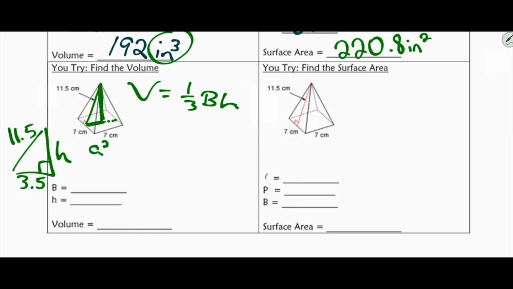Now we have to use the Pythagorean theorem to find that h. You're using a squared plus b squared equals c squared. You're not looking for c on this one. You can call it a or b. It really doesn't matter which one's which. We have the c, which is 11.5. I'm going to call it b. 3.5 will be my a. And I don't know b yet. That's what you're going to find so that you can plug it in to that h.